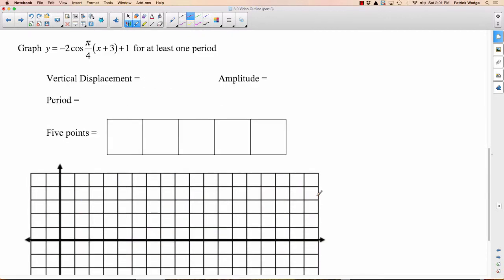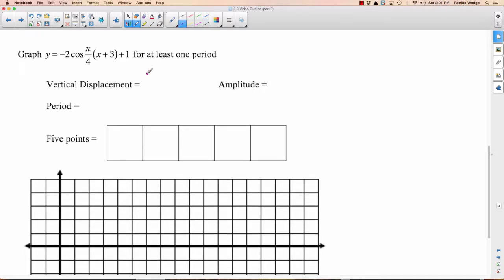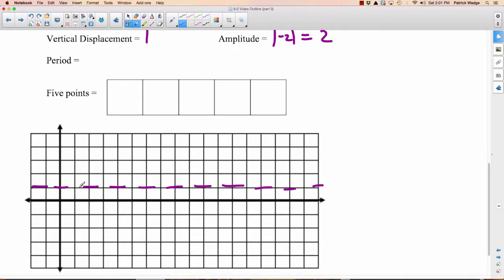One more of these. I like these questions, so we'll do one more. For my sake, I enjoy them. Vertical displacement, that's the d value, it is 1. So I'll put 1, and I can put my midpoint right away at 1. Amplitude, that's the absolute value of a, so the absolute value of negative 2, which means it's 2. So that means our maximum value is going to be 2 more than this, up here, and our minimum value is going to be 2 less, so right here. So midpoint's at 1, maximum's at 3, minimum's at negative 1.